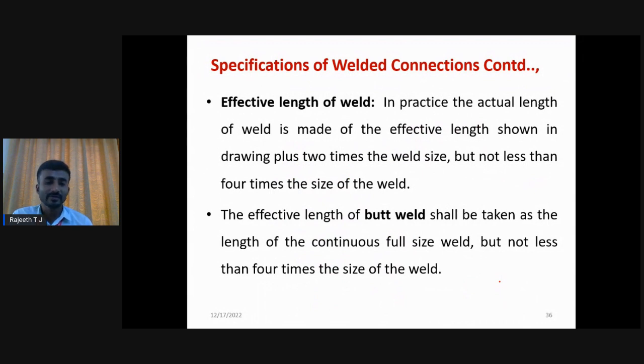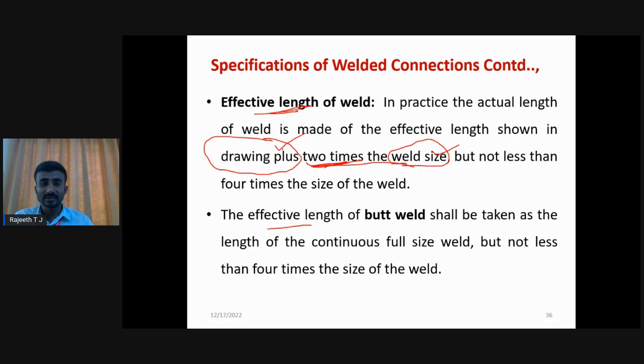Next, the effective length of the weld. In practice, on paper the weld length will be different. While providing at the site, we need to provide 2 times the size extra over whatever drawing length we have calculated. The size of the weld is the size we're going to use for the connection of the different materials. So while calculating the effective length of the weld, you should take the length of weld required to connect the member plus 2 times the weld size. That we call the effective length of the weld.